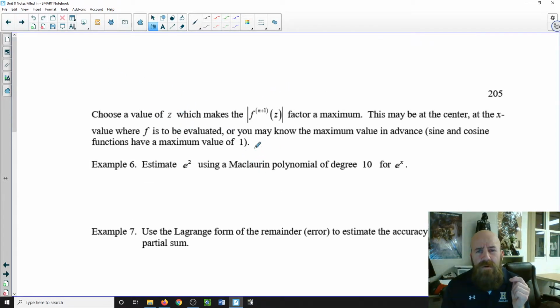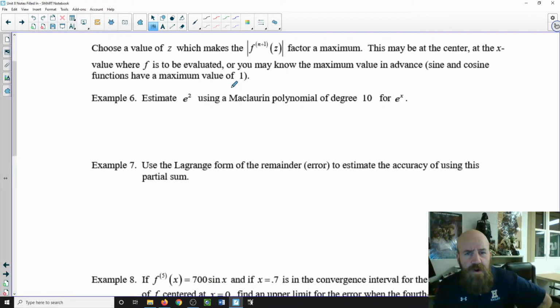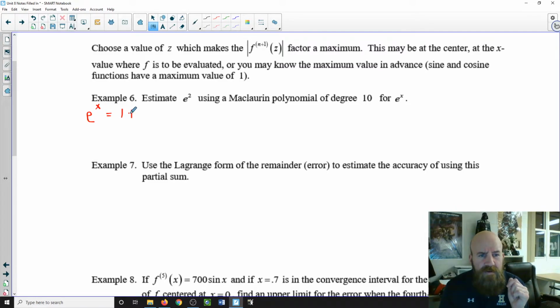Okay, so you can read that later. Example 6: estimate e squared using a Maclaurin polynomial of degree 10 for e to the x. Remember, we would have to write out a Maclaurin polynomial, which we can either write down or remember. So we have 1 plus x plus x squared divided by 2 factorial, or just 2.